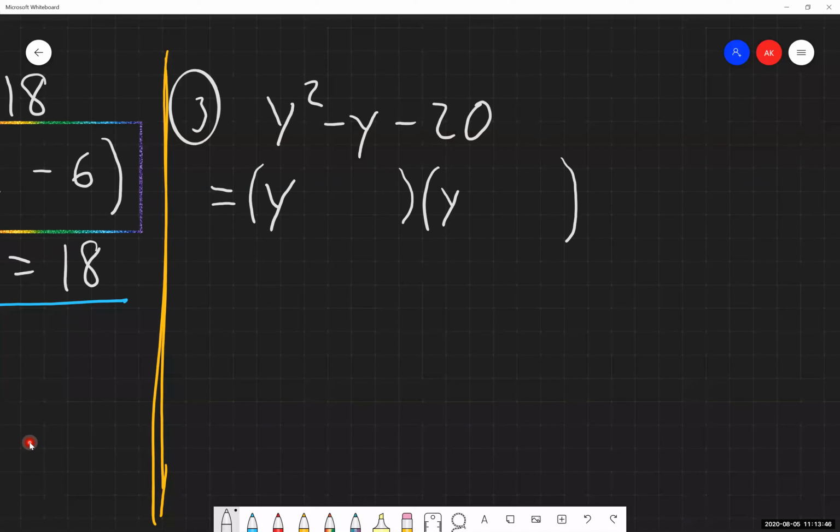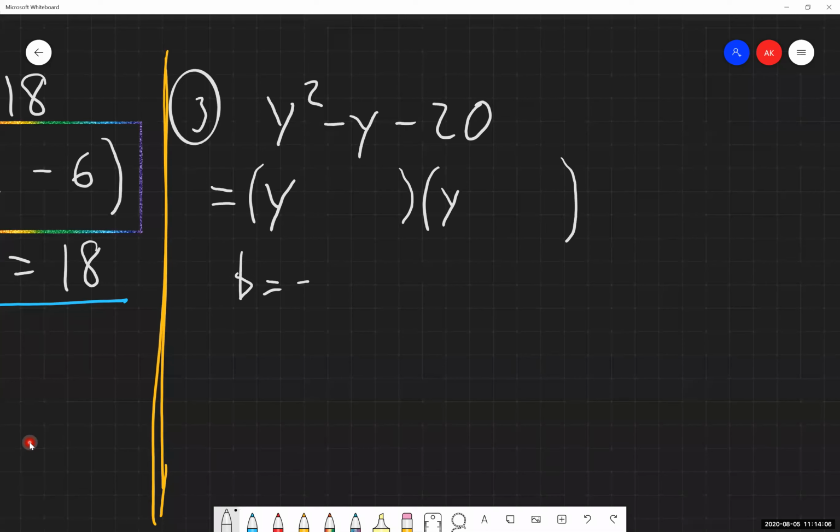Now, once again, as we've done with our previous problems, we need to find two numbers that multiply together to give us our c value and add together to give us our b value. So again, let's correctly identify what our b value and our c value are based on this general equation we've been given.